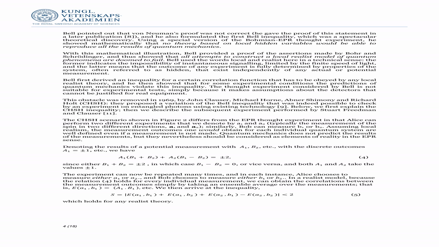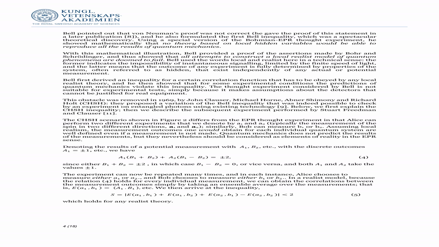Below, we first explain the CHSH inequality, then we describe the subsequent experiment performed by Stuart Freedman and Clauser [11]. The CHSH scenario shown in Figure 2 differs from the EPR thought experiment in that Alice can perform two different experiments that we denote by A1 and A2, typically the measurement of the spin in two different directions. Similarly, Bob can measure B1 or B2.